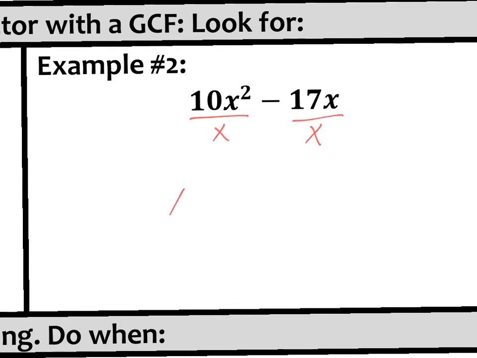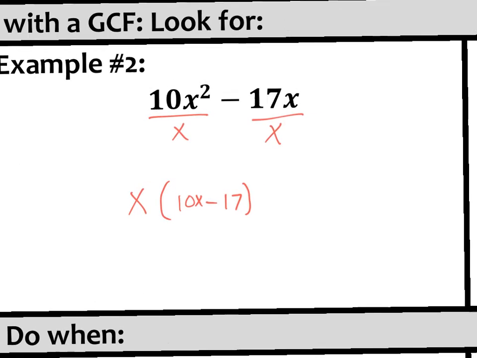So I'm just going to factor out the x. So I put that out front. 10x squared divided by x is 10x. And negative 17x divided by x is minus 17. Oh, I forgot my x there. 10x minus 17. And I'm done with number 2. Moving on to number 3.